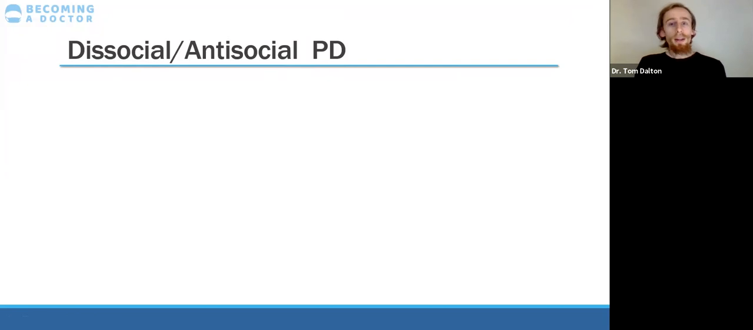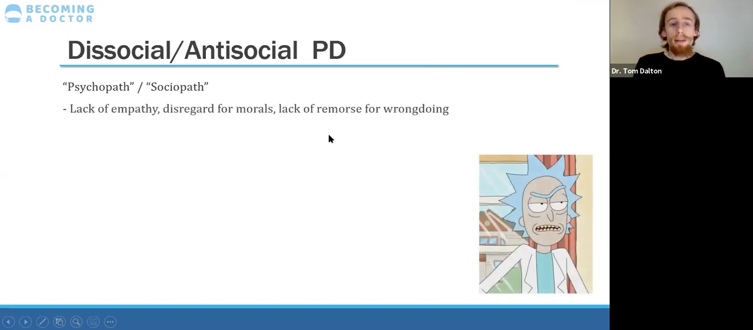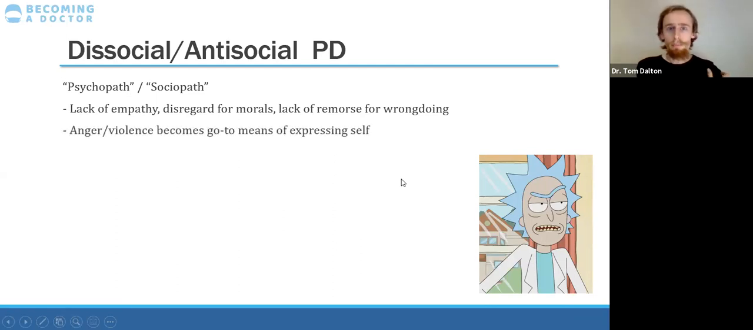This is what is colloquially known as a psychopath. Technically, in the field of psychiatry, psychopathy is something quite specific within this diagnostic group. But basically, when a layperson talks about a psychopath or a sociopath, they're referring to this diagnostic construct. And the features of it are, as you probably know, a lack of empathy, disregard for the morality of society, a lack of remorse for wrongdoing, as well as tending towards using violence or becoming angry as a go-to means of coping with distress. So they'll become distressed and they'll become angry, violent.